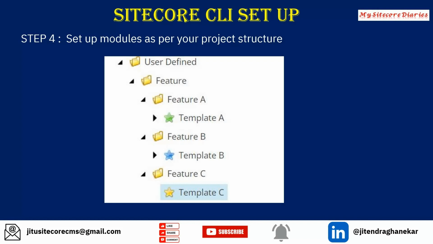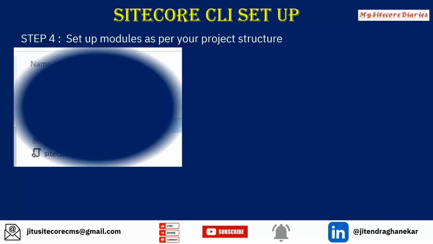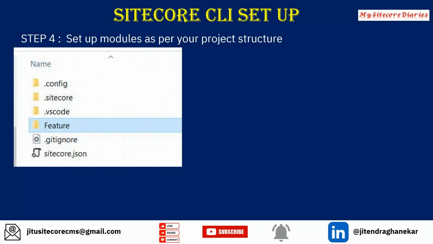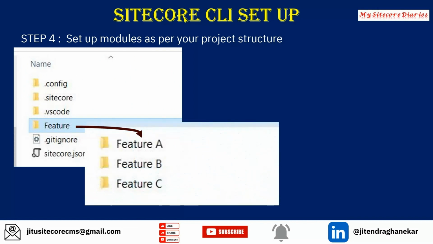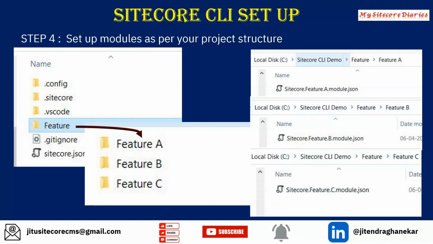So I have this structure. So what do I have to do for creating this project structure? First of all, I have to create the folder in my root folder named feature. Okay, and then as per my structure, I have created feature A, feature B, feature C folders. Okay, and in every folder, I have added the module.json file, which I named as sitecore.feature.a.module.json. For B, it is feature.b.module.json. So similarly I have created them.